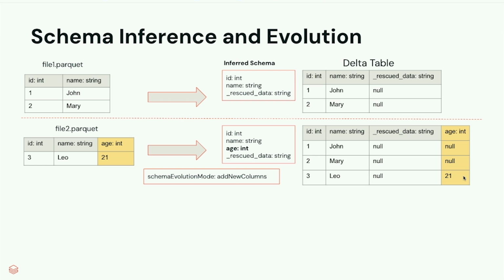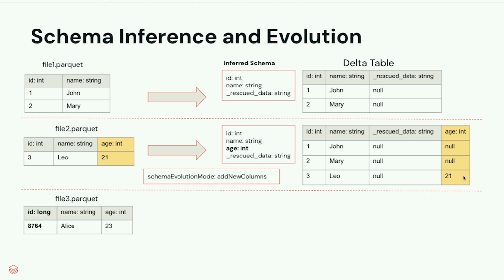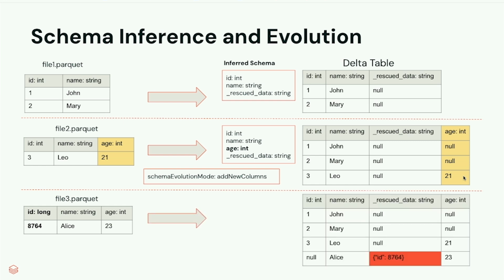The problem arises when one of these fields may have a type change. For example, the field ID, earlier it was just an integer, and now it is long. When such a type change happened, Autoloader would earlier go and rescue that data, because we cannot fit a long type field in a smaller integer type column. So if you run the Autoloader today, what you will find is that this new value is going to be stored in the rescue data column.